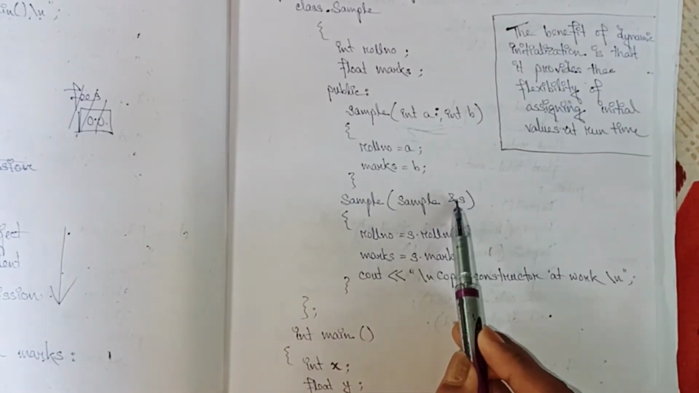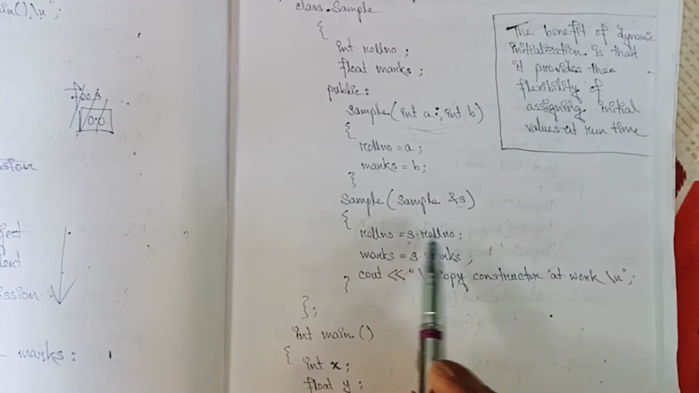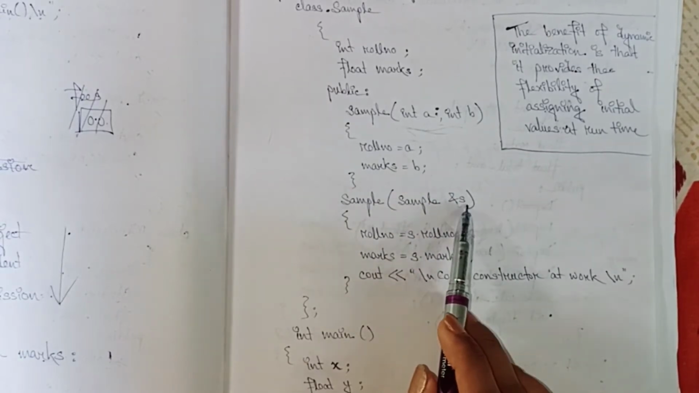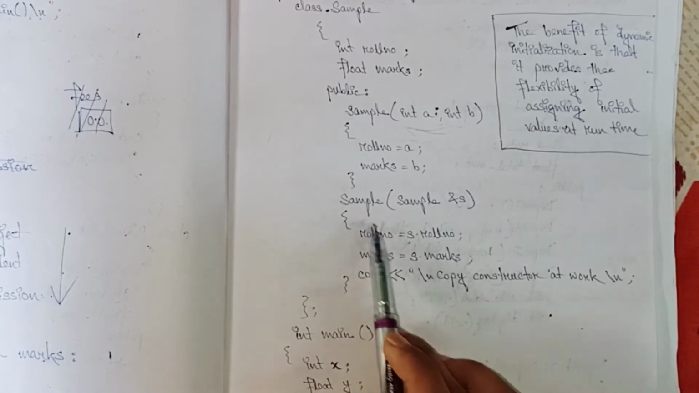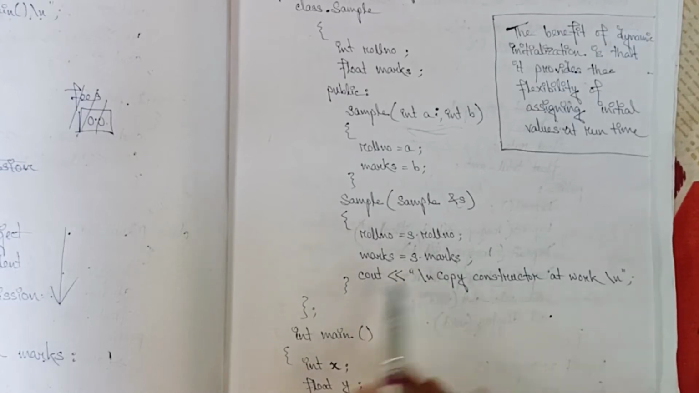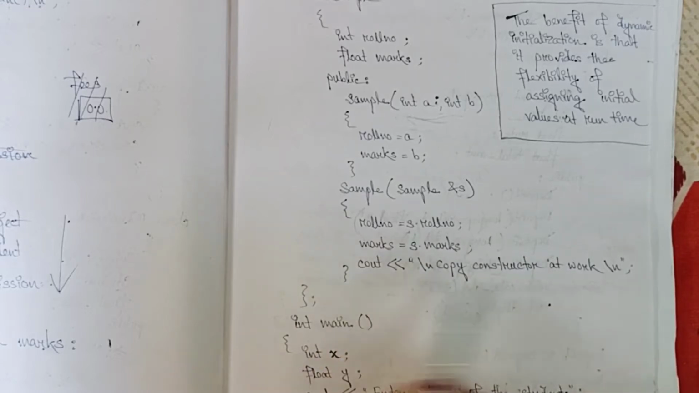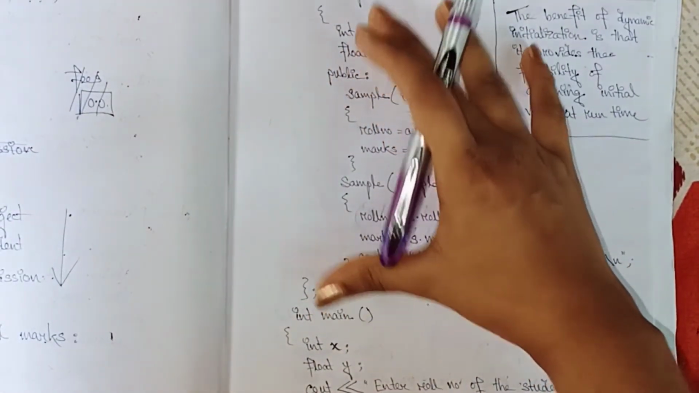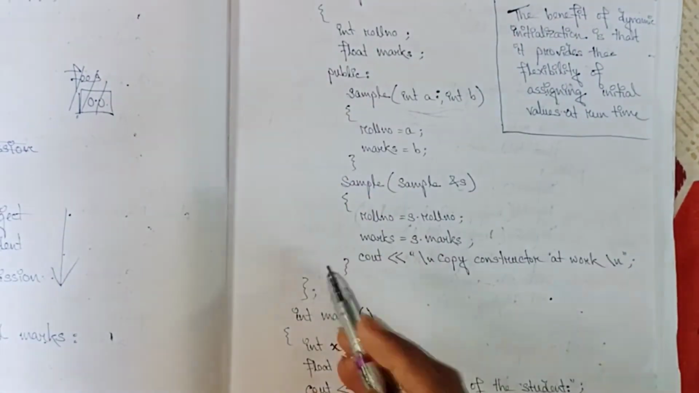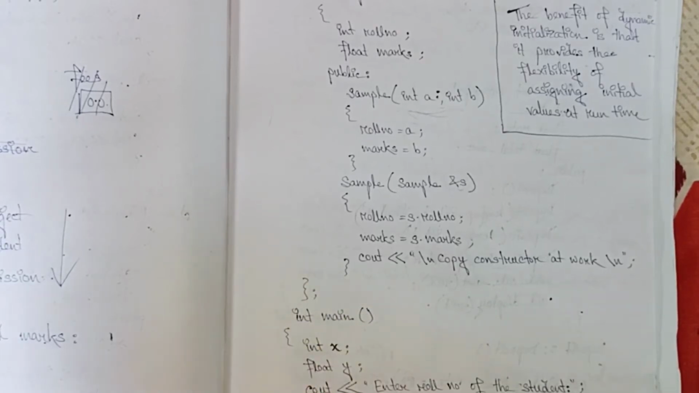Here you see, using this particular object S, we write S dot roll number, meaning the value of roll number in the object S is copied to the roll number of the other object. So roll number equals S dot roll number and marks equals S dot marks, and we print here "copy constructor at work", which means the copy constructor is working. Now our class definition ends here. Since we have given the braces and semicolon, this means that our class has ended.